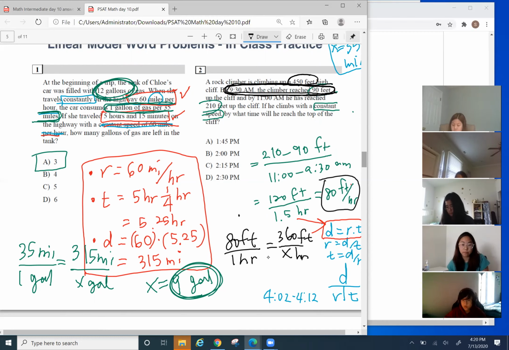Okay, 4.5 hours. And then add that to 9:30. So if you go from 9:30, and you add 4.5 hours, what time would that be? So 9:30 plus 3 hours will be 12:30. And then think about it that way. Can you guys tell me what time it would be?